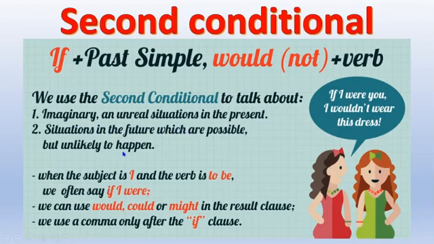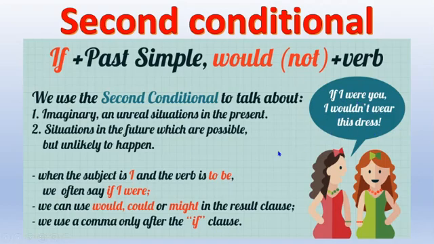but unlikely to happen. When the subject is I, the verb is to be, and we often say if I were. We can also use would, could, or might in the result clause, and we use a comma only after the if clause. For example, if I were you, I wouldn't wear this dress.